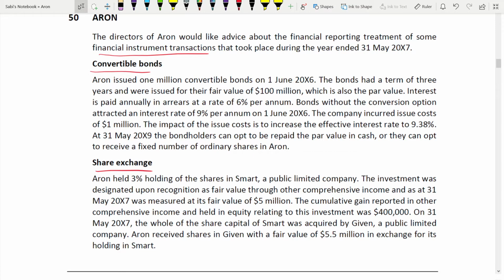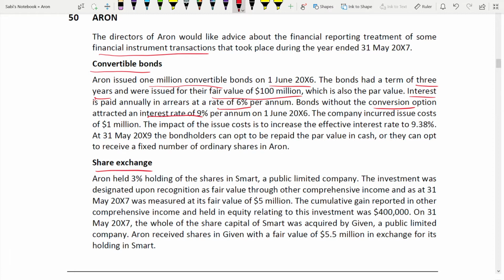Convertible bond. The company issued 1 million convertible bonds on 1st of June 2006. The term is 3 years and the fair value is 100 million, which is also the par value. Interest is paid annually in arrears at a rate of 6%. You need to know all these things when it's a bond or convertible bond: the interest rate, the term or duration of the bond, the fair value. Because it's a convertible bond, you'll be given more details, like what it will be converted to and how much. The bond without the conversion option has an interest rate of 9%.